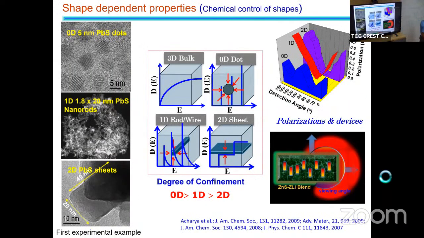So this is the control of the band gap. But if you really want to show the effect of the shape, you have to work with only one material and you have to design different shapes there. So we have also done that.